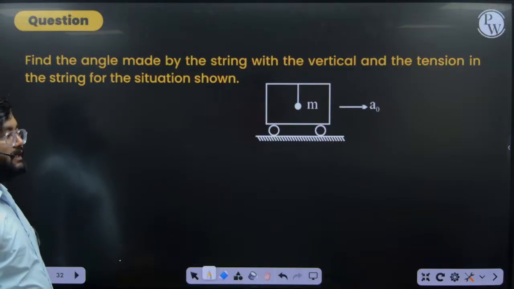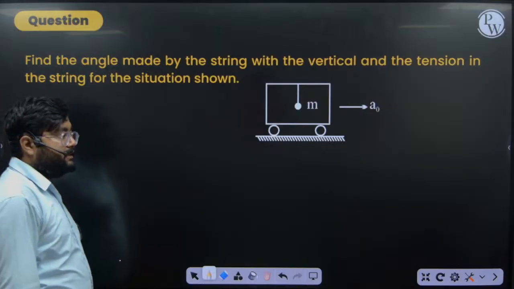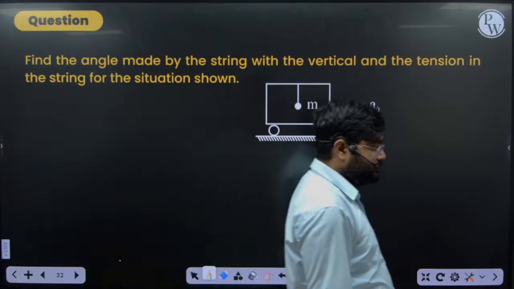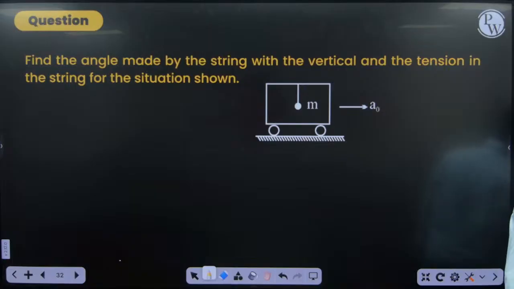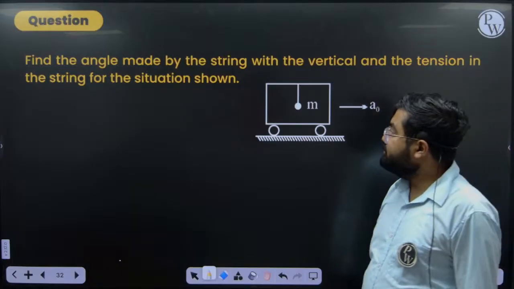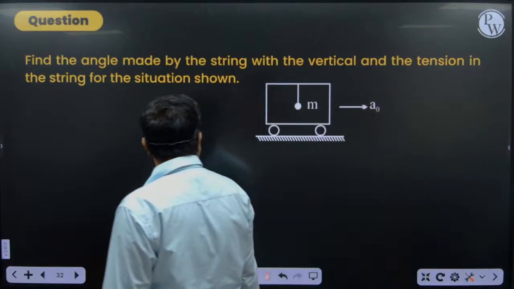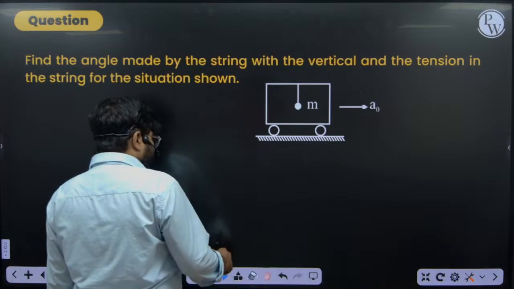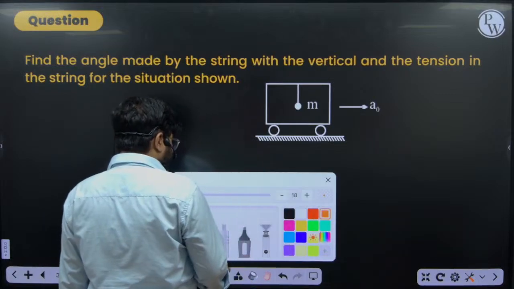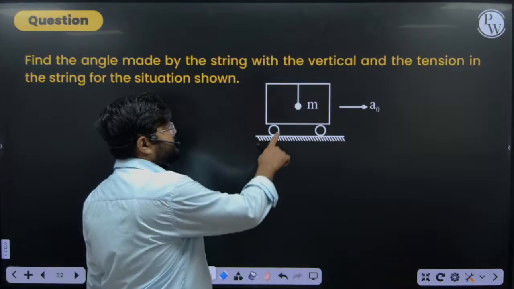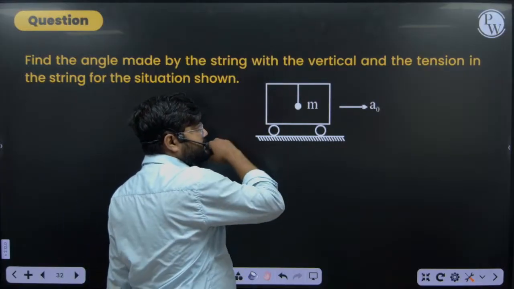We have to find the angle made by the string with the vertical and the tension in the string. If you look here, the tension is acting along the string, mg is acting down.